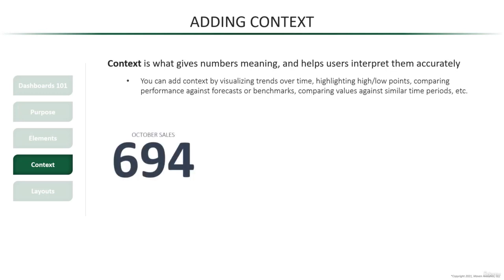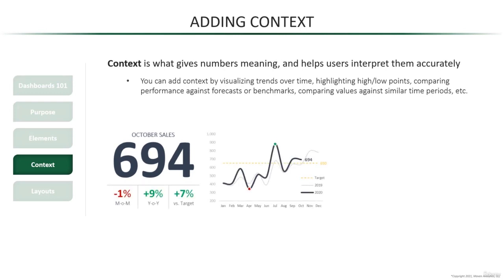Imagine we're showing this KPI card in a sales dashboard. What does that tell the end user? Well, just that we had 694 sales in October, right? But now let's add some context. So we still have our original KPI value, but now we also have the performance against comparable periods, in this case last month and last year.